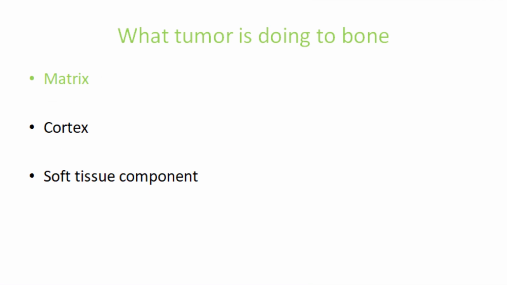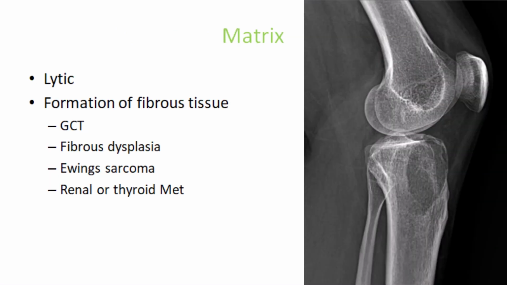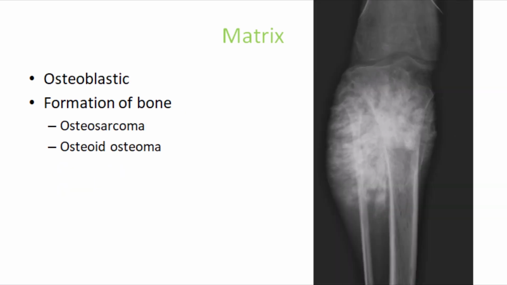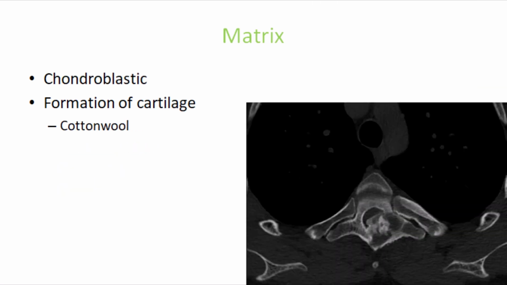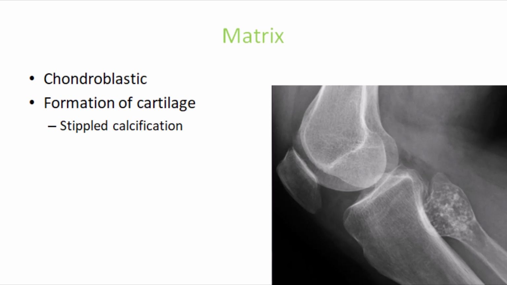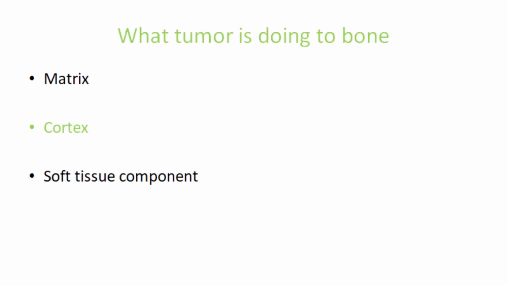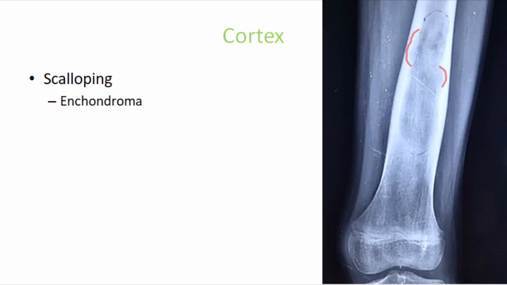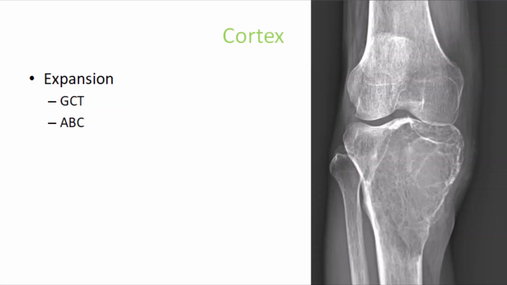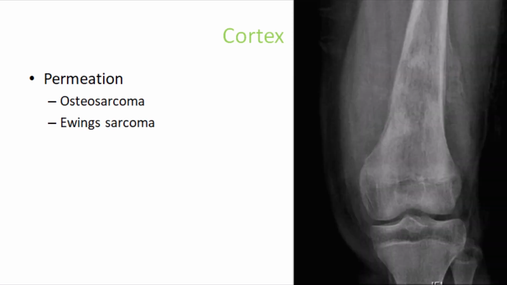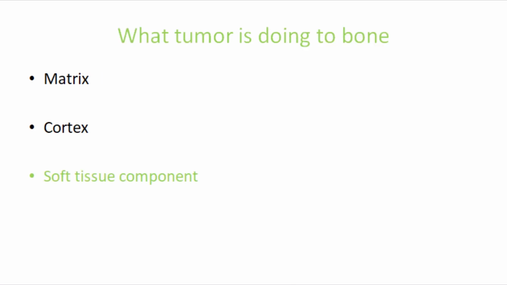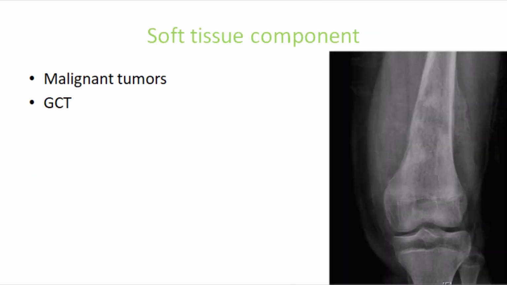Second, what the tumor is doing to the bone. So what can a tumor do to the bone? First, it will produce some kind of matrix, either fibrous, which will look lytic on radiograph, or osteoblastic or chondroblastic or mixed. Second, it will do something to the cortex. Either it will scallop the cortex or it may expand the cortex or it may permeate the cortex. And third, it may or may not produce some kind of soft tissue component.